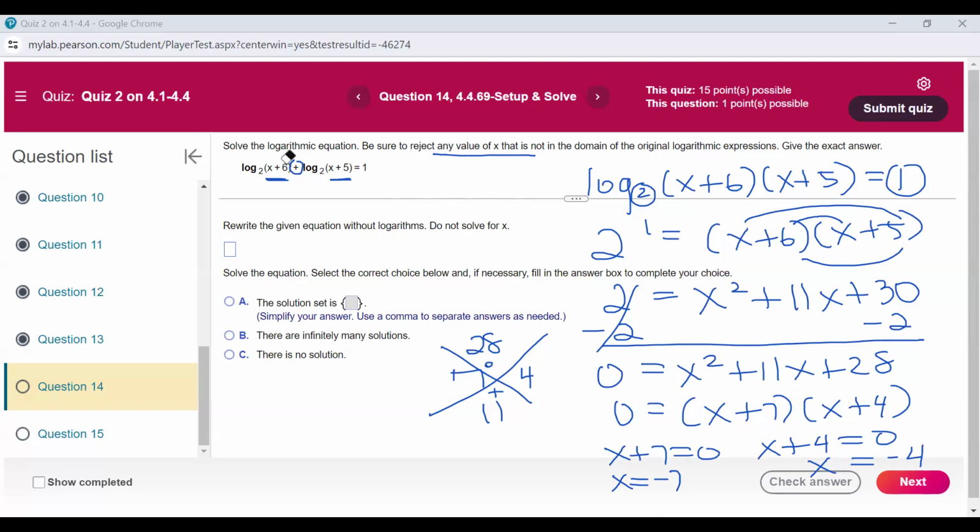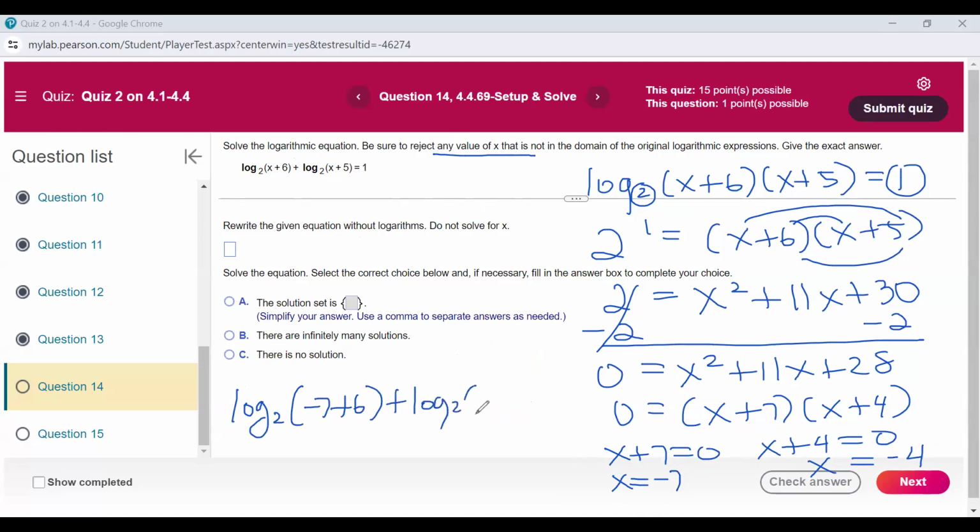What that means is logarithms have positive domains. You can't plug in negative values into the domain of logs. So if we plug in -7 here, log base 2 of -7 plus 6 plus log base 2 of -7 plus 5. Here you get log base 2 of -1 plus log base 2 of -2. You can't take logarithms of negative values. It just doesn't work. So I know -7 is not going to work.